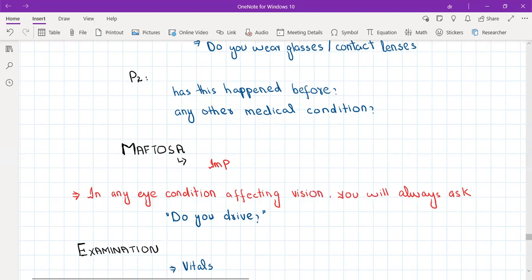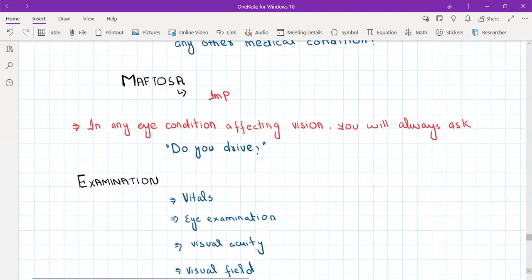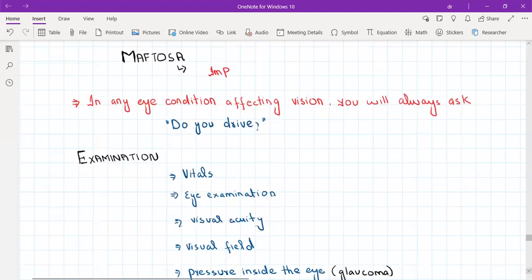Okay, after this, you will ask about drug history, which is any medication that you are regularly taking, and any allergies. Family history of eye conditions is important in some cases, for example in age-related macular degeneration, etc. Glaucoma as well.